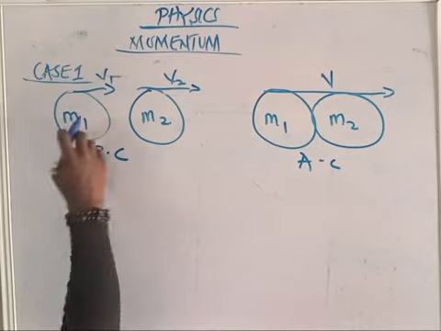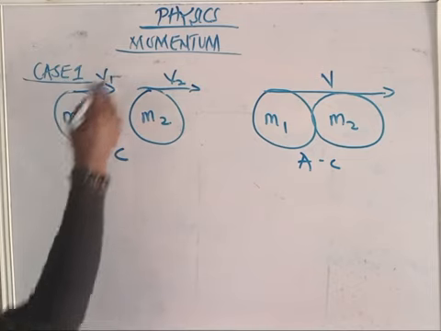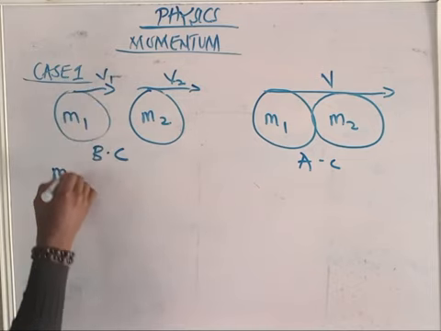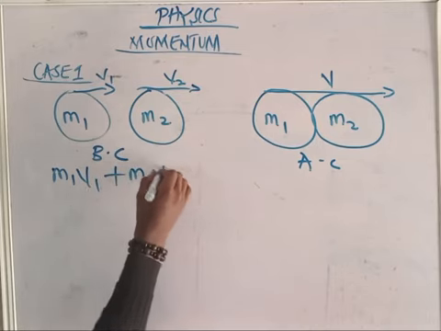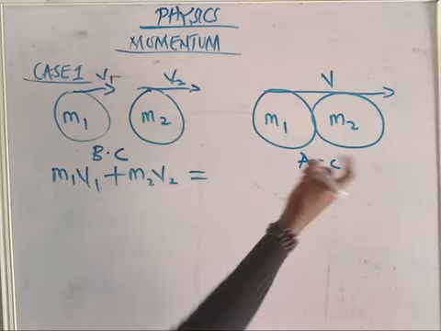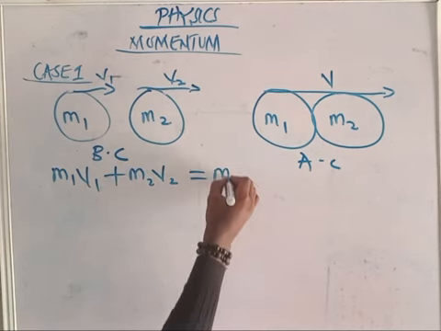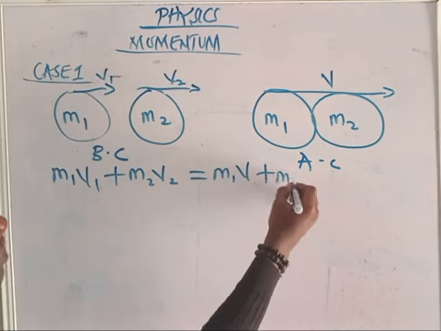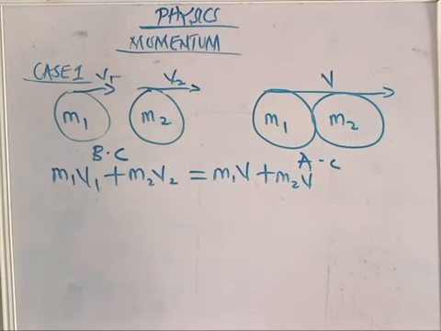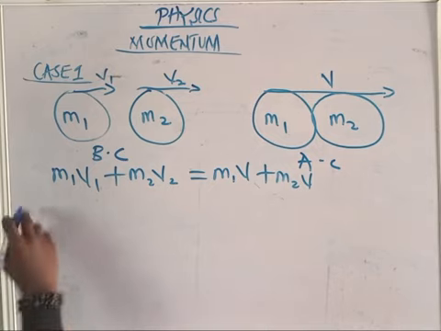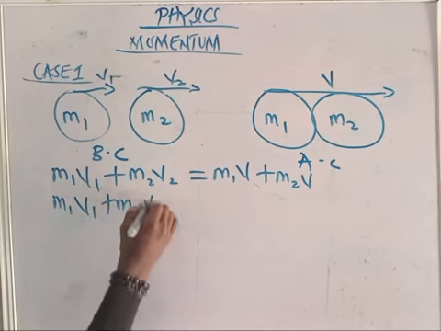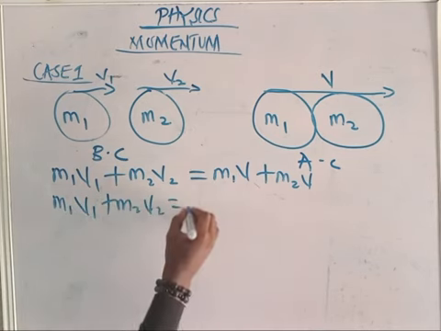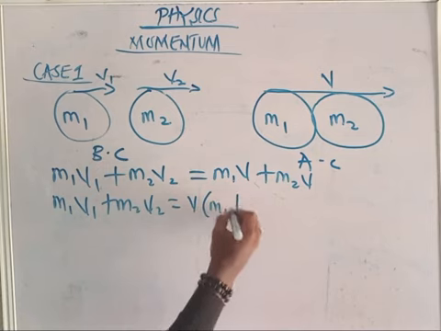So the first one, let's find the momentum. This is mv, so we have m1 v1 plus m2 v2, which is equal to, after collision, m1 v plus m2 v. This is the first thing you're going to have. So from here, I have m1 v1 plus m2 v2 is equal to v, which is common to both, that is v into (m1 plus m2).